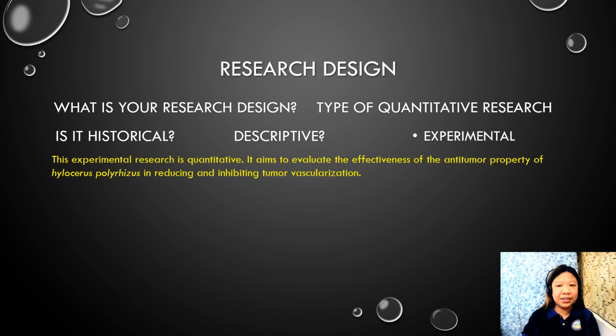Okay, for instance, we have here, this experimental research is quantitative. It aims to evaluate, whatever your objective is, the effectiveness of the anti-tumor property of the Hylocereus polyrhizus in reducing and inhibiting tumor vascularization. So let's say this is one of the examples of the research design made by students before.